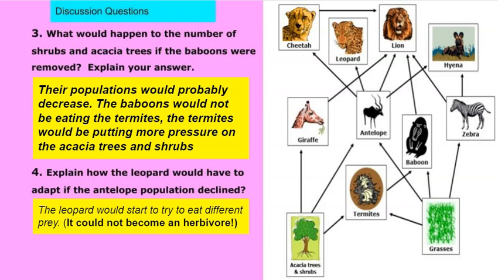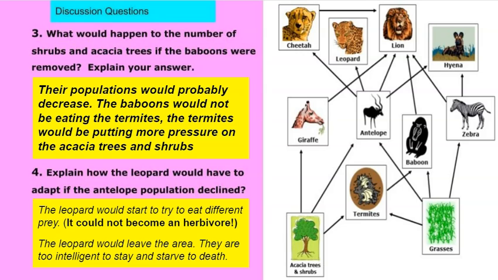If that's not working out, there's one other option. And they're not just going to die. They're not going to sit around and starve to death. They're going to leave the area. They're going to get out of there. They're going to go to a place where there's more antelope or something else that they think they can eat. They are too intelligent to stay and starve to death.